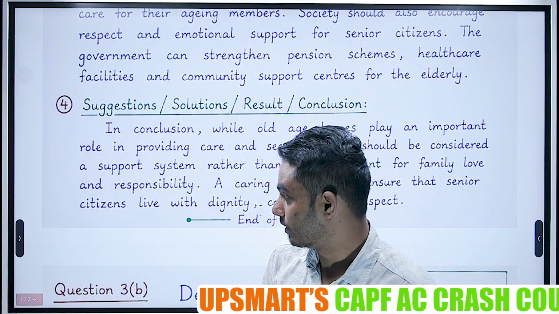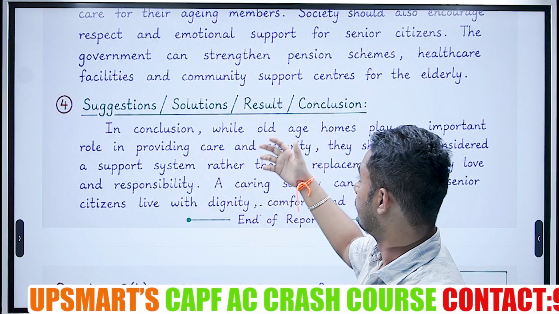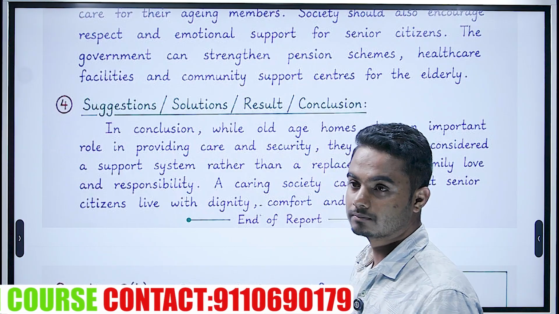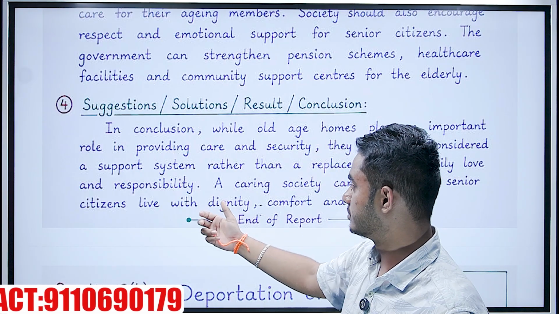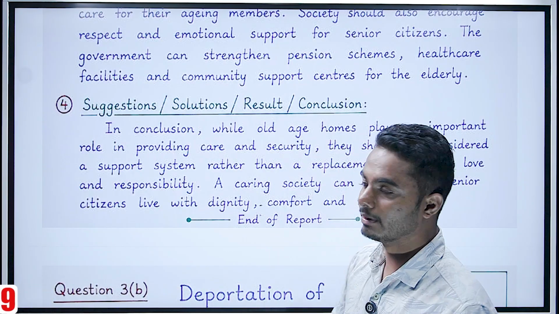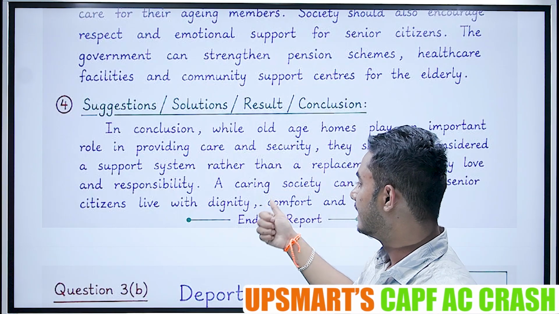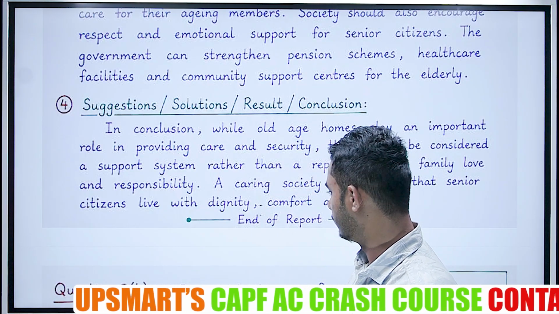Next, you are going to suggestions, extra solution. What can be given from your side? In conclusion, while old age homes play an important role in providing care and security, they are also a support system rather than a replacement for family. A caring society can ensure that senior citizens live with dignity, comfort, and respect.